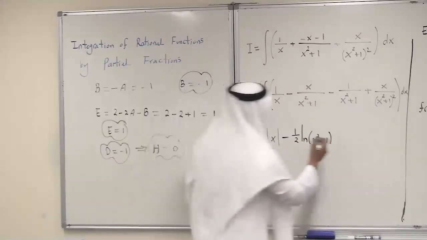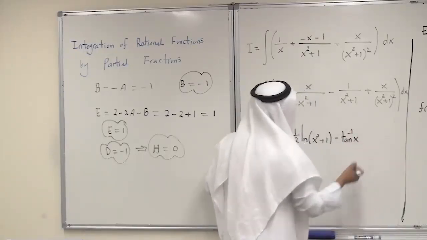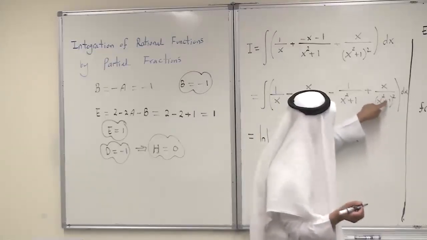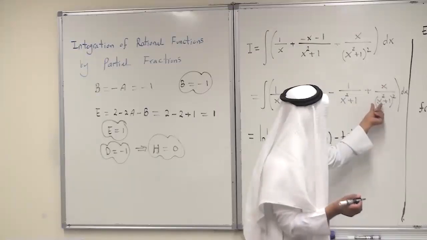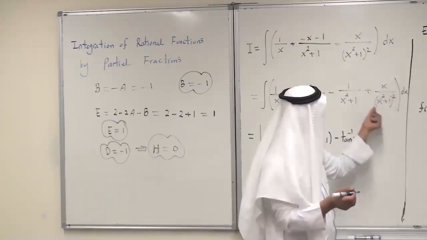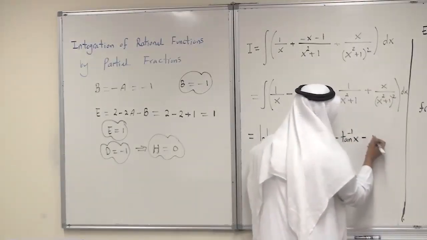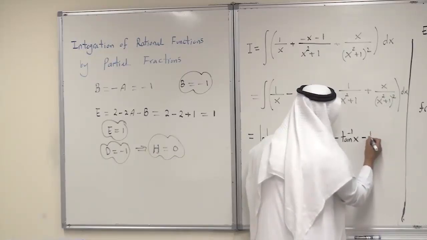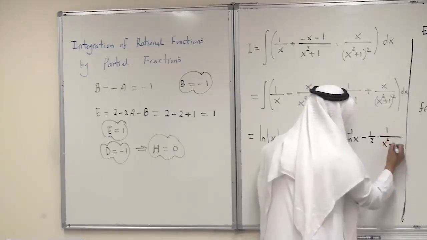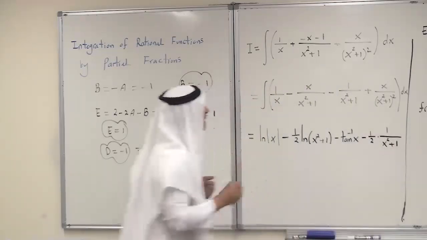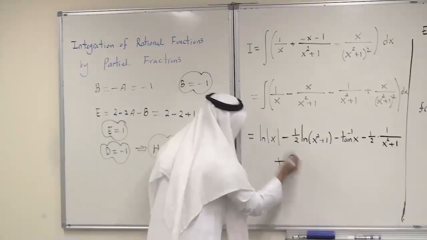Next one. This is clearly tangent inverse of x. Last one. What do we have here is x squared plus 1. If you make a substitution, again you need 2x, and then you integrate directly x squared plus 1 to the power minus 2. It's x squared plus 1 to the power minus 1 over minus 1. So that is minus 1/2 times 1 over x squared plus 1. That's exactly what we have for this expression. Of course, we need to add at the end plus a constant of integration.